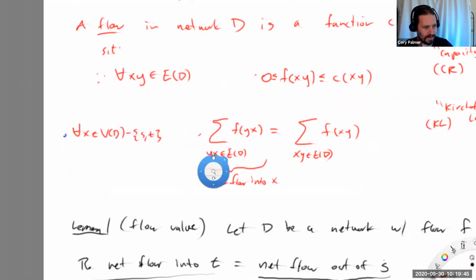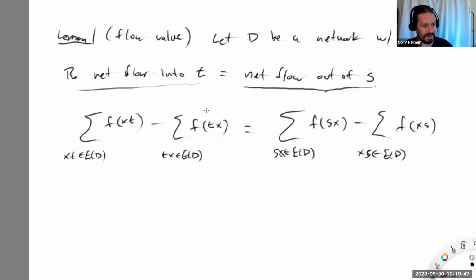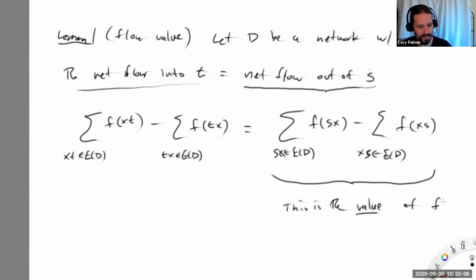Okay, so this is the lemma. We're going to prove it in a second here. But this value that's computed here is called the value of the flow. That's how much is going out of the source and ending up in the sink. That's just how much water. So they're equal to each other, and this is the definition of the value of the flow F, denoted V of F.